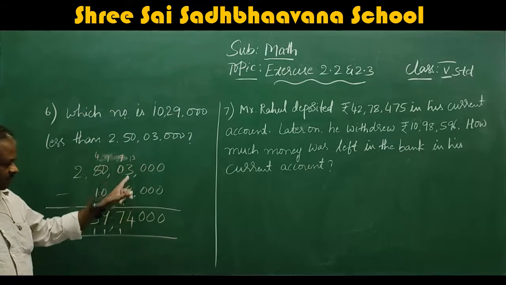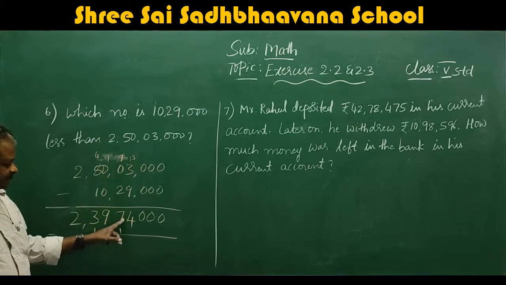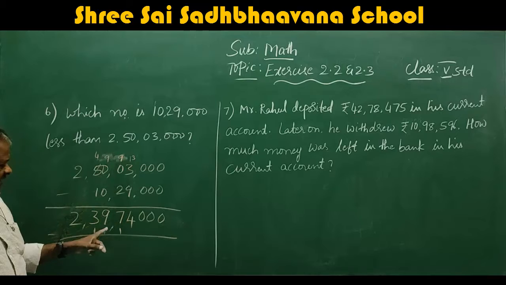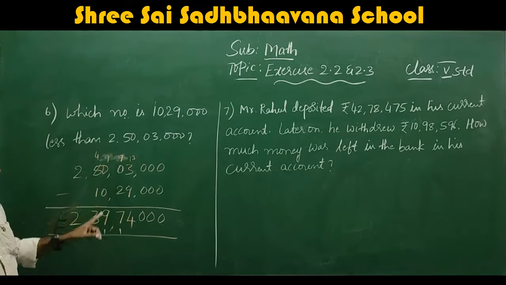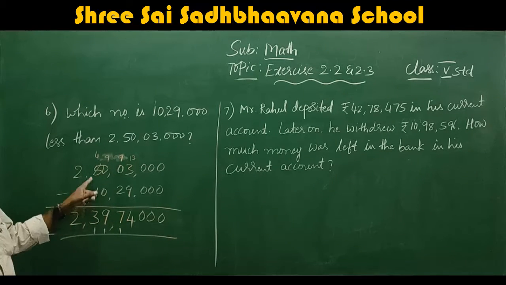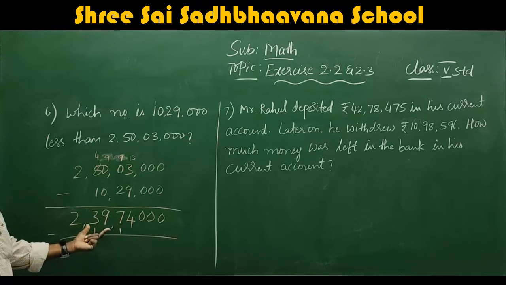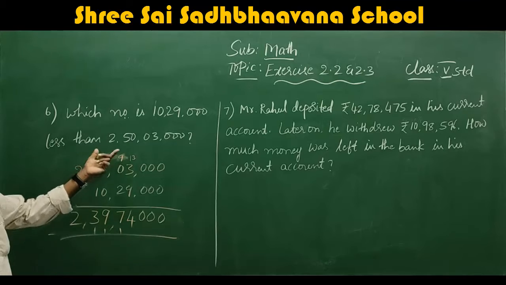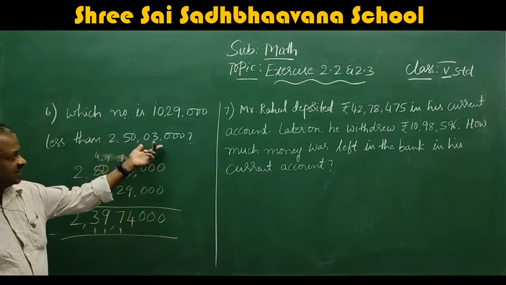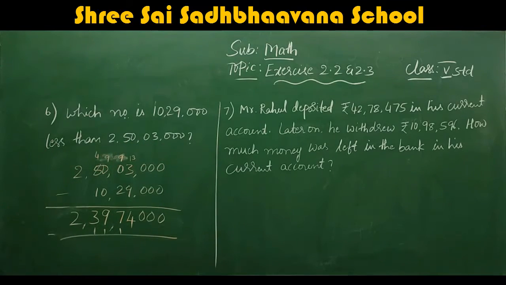0, 0, 0, 9 plus 4, 13, carry 1. 7 plus 1, 8. 8 plus 2, 10, carry 1. 9 plus 1, 10, carry 1. 3 plus 1, 4, plus 1, 5. So 2 as it is. So this is the number that is less than 2 crore 50 lakhs 3,000. Okay.